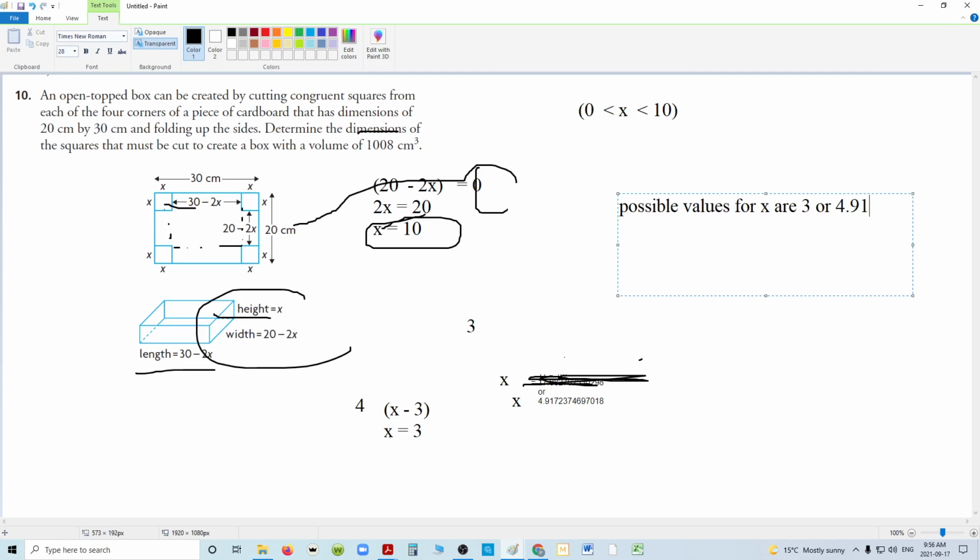We'll just do 972 centimeters, right? Yeah, centimeters. Which means that height is equal to 3 or 4.9172 centimeters. Length is equal to 30 minus 2 times 3, 6, so 24, or 30 minus 2 times 4.9172.